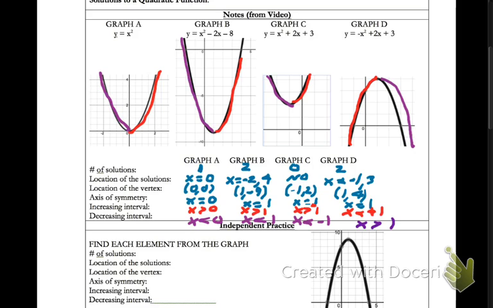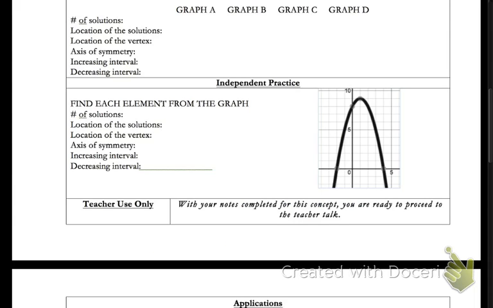So take a moment and look at our final question and see if you can find the elements from the graph that's given to you. So pause this and do the problem that's there. Okay, and away we go. Let's take a look at it.